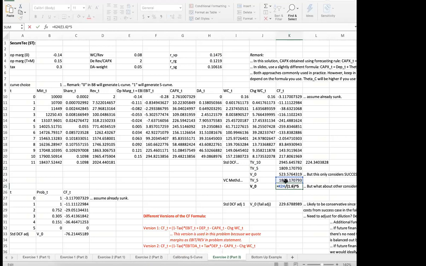Professor, just one question, more with regards to labeling. So for the range K21 to K23, basically we're looking at VT plus S, VT, and V0, correct?